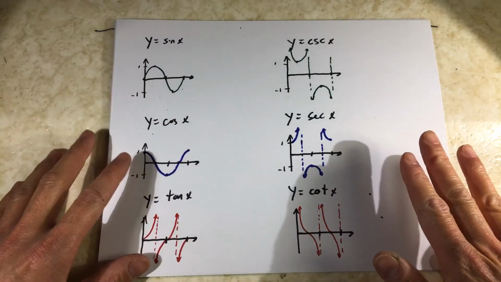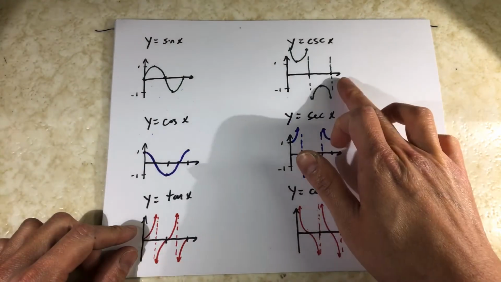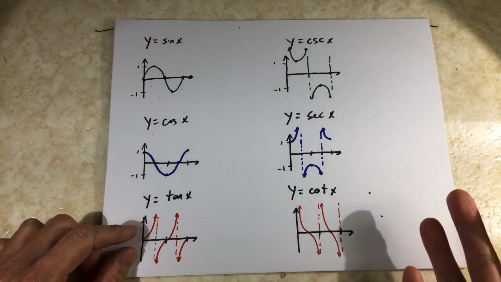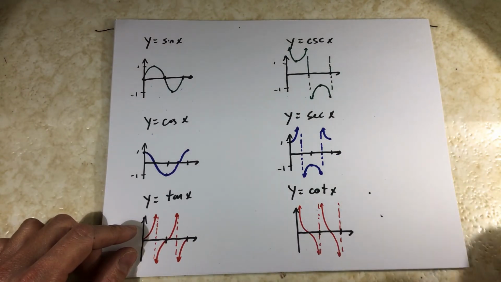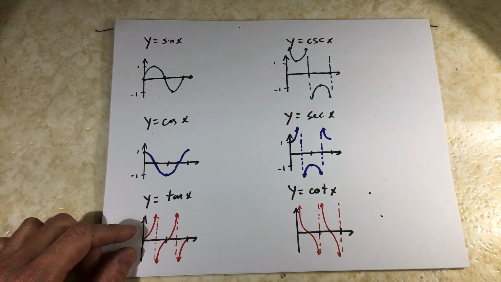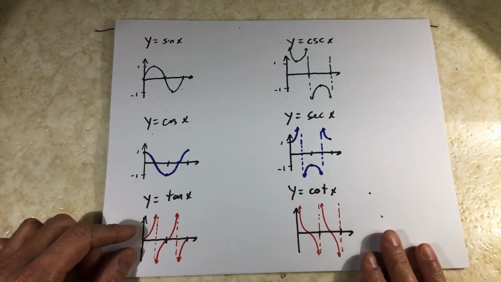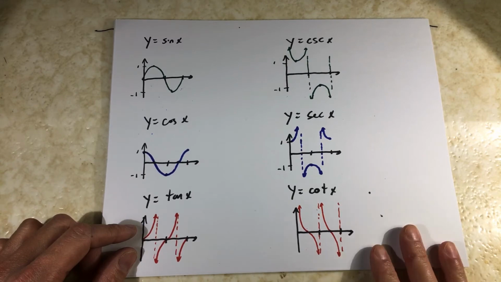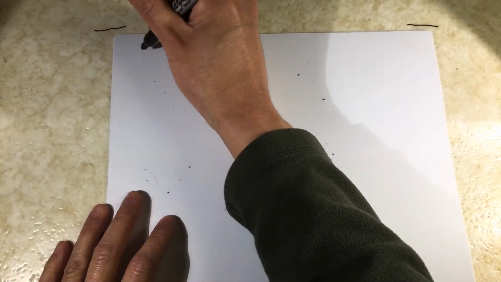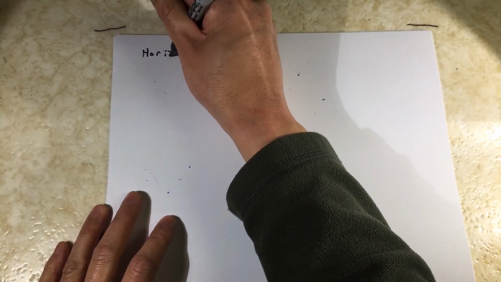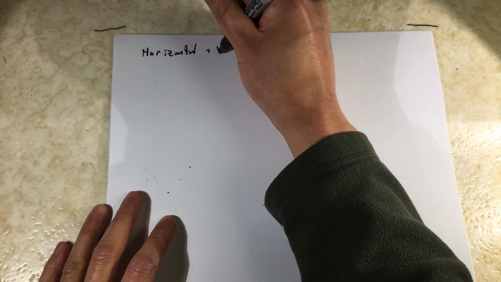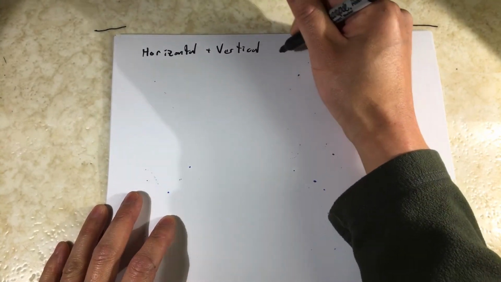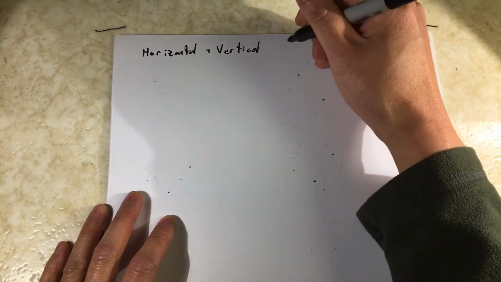All right, so those are the new graphs: tangent, cosecant, secant, and cotangent. And hopefully you kind of see we're applying things we learned about vertical asymptotes to graphing these graphs. All right, so there's one final thing I want to talk about. It is horizontal and vertical shifts. So your homework is basically graphing these with horizontal and vertical shifts.